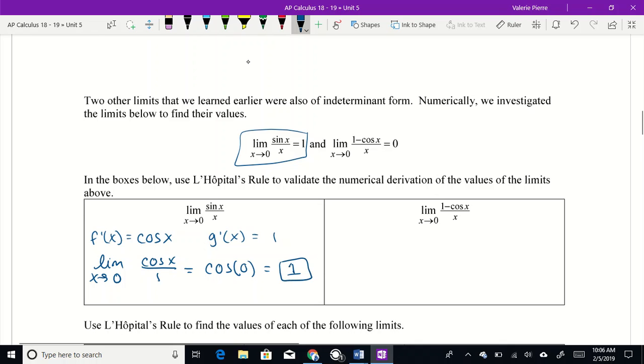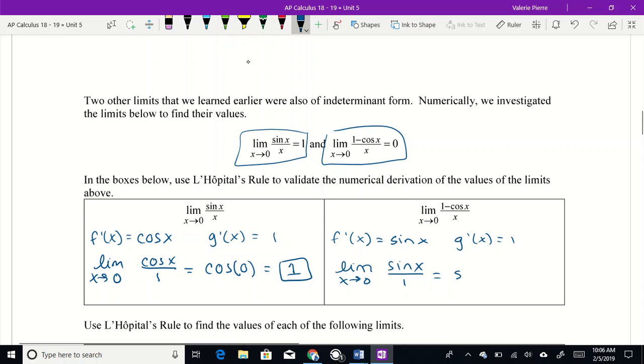Similarly, for our other trig limit, we got that it equals 0. Looking at the numerator as f of x, the derivative of f of x is equal to sine x, and the derivative of the denominator is 1. So our limit as x approaches 0 of sine x over 1 is equal to sine 0, which is 0.